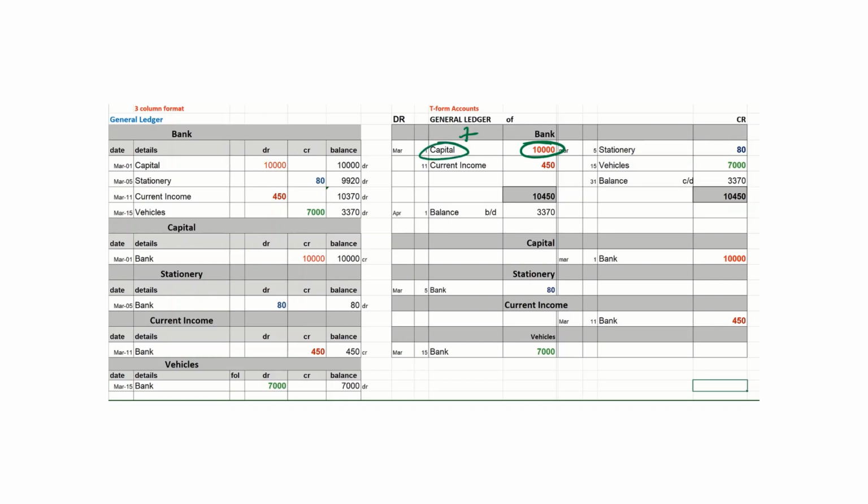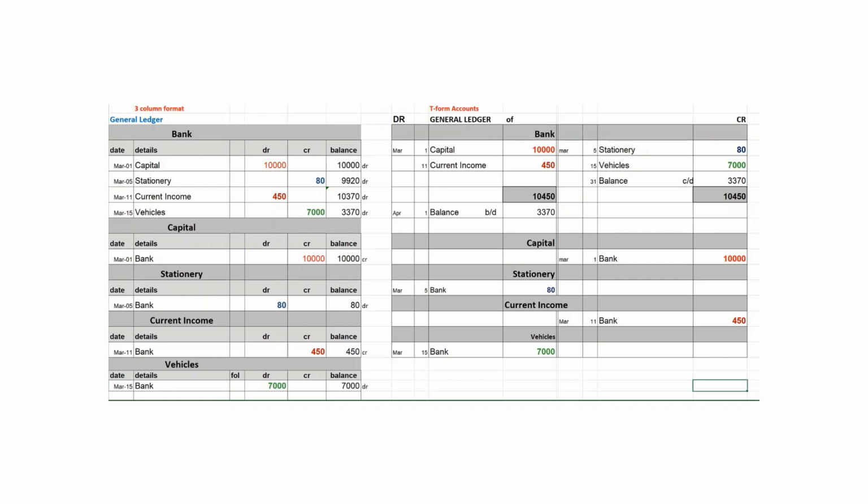The contra account involved was capital, and capital is an owner's equity account, and the nature of owner's equity is credit, which means it increases on the credit side. So if you do the T form, there's your double entry. You would debit bank and you would credit capital. So most of you understand the T form. So let's just move on to the 3-column.